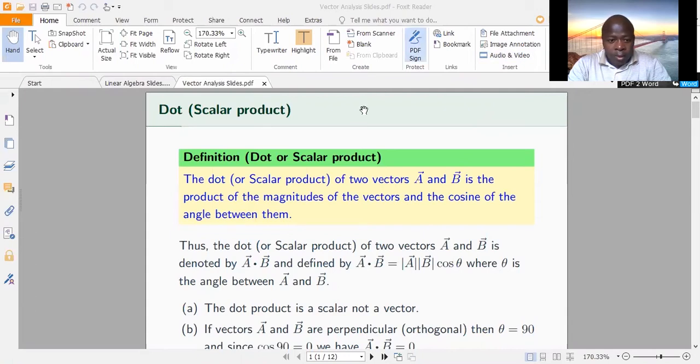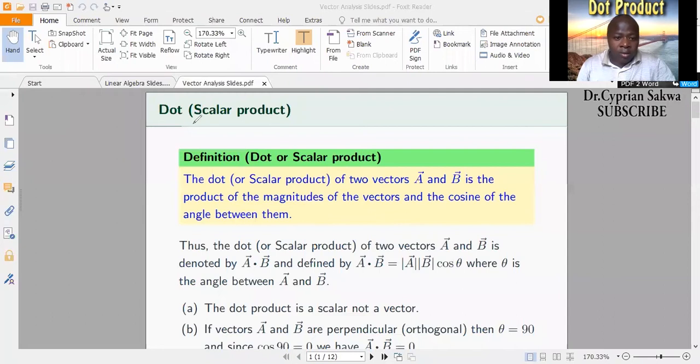Today we'll be looking at dot products. In our last video, we defined vectors and scalars and looked at some examples. So today we'll be looking at the dot product. We define a dot product and then look at examples.